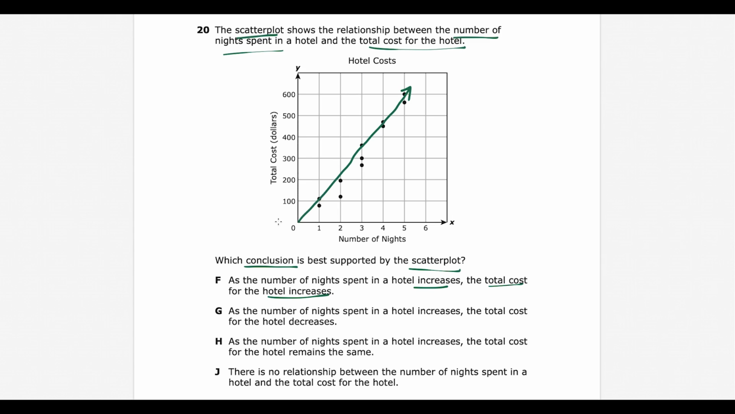As people spend more nights in the hotel, their bill is going to be higher. So notice that the line is going up. Choice F is looking good, but let's see why the other answer choices are no good.